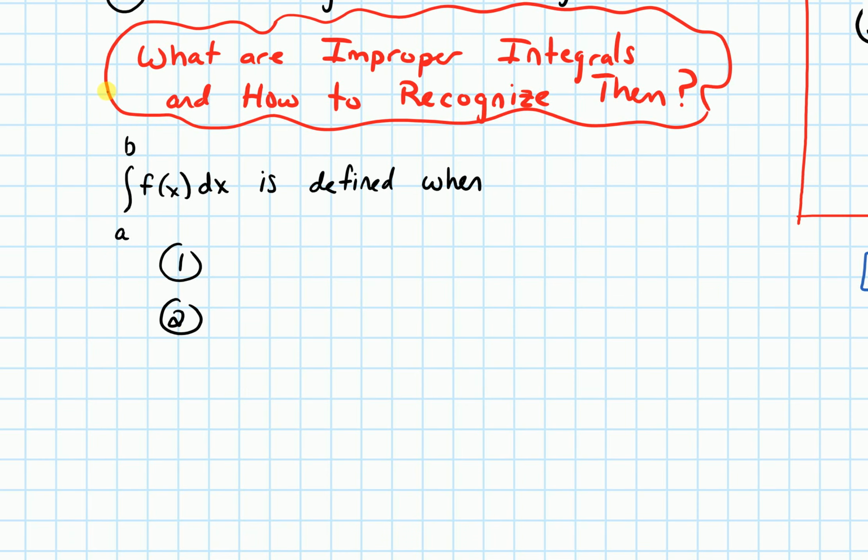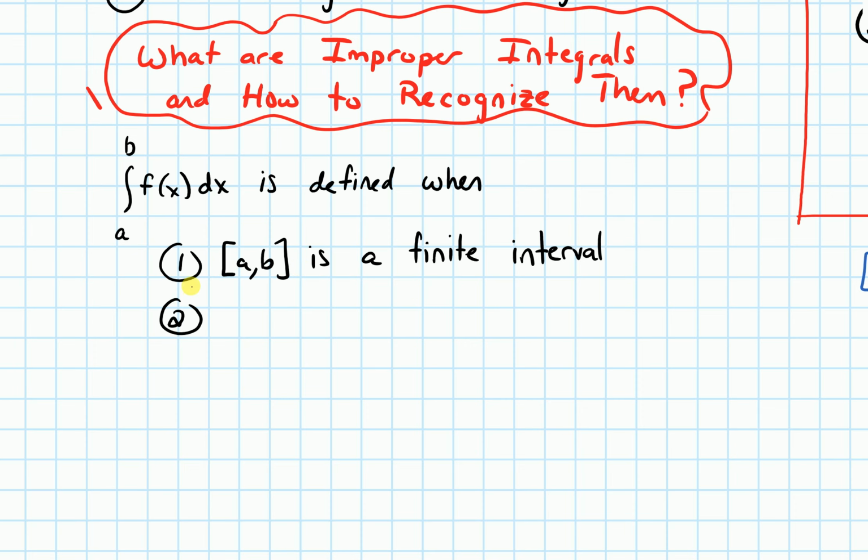In this video, we will talk about what improper integrals are and how to recognize them. So recall that a definite integral over some interval from a to b of a function f of x is defined when our interval from a to b is a finite interval. When we first defined definite integrals, it was implicitly assumed that our interval from a to b was a finite interval.